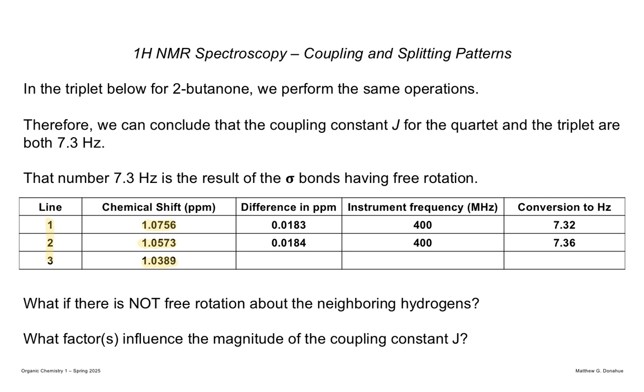We take 1.0756 minus 1.0573. That gets us the distance difference in ppm. We multiply by 400, and now look, 7.3, 7.3. So that tells us the distance between the lines in the triplet, but also confirms that it's coupled to the quartet.